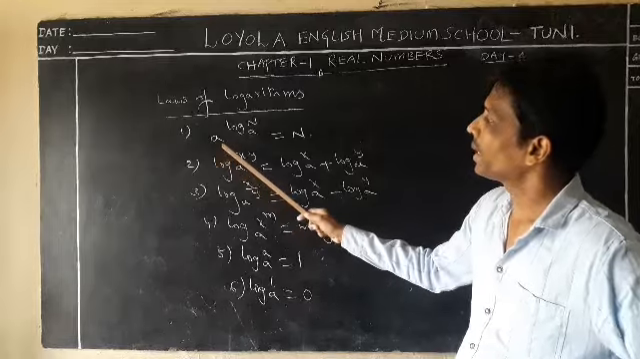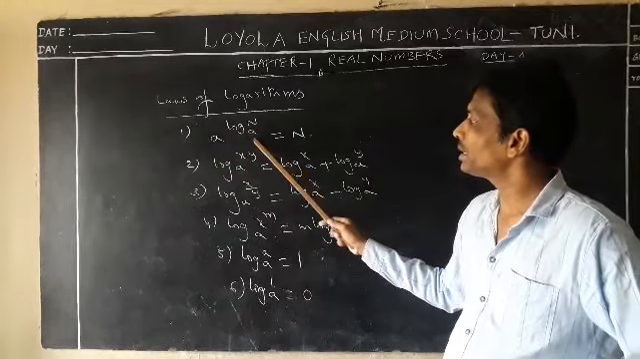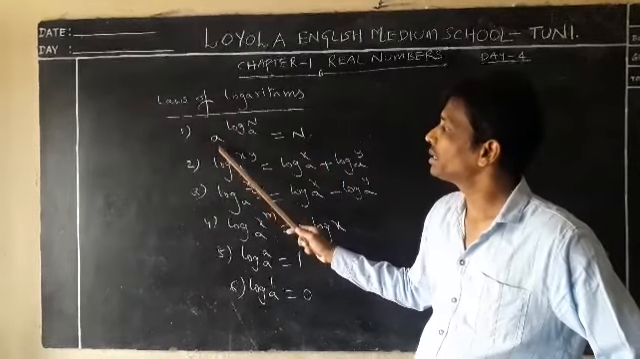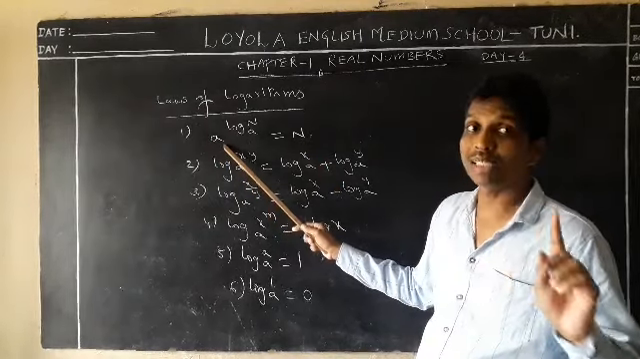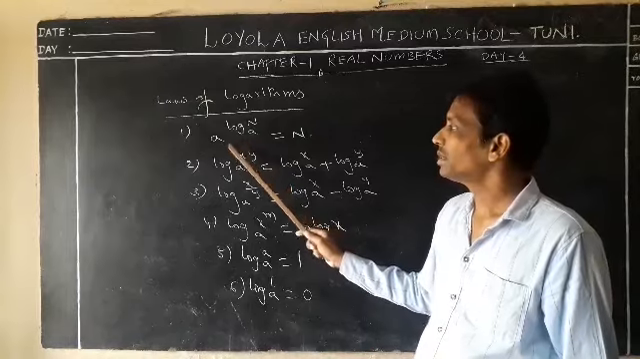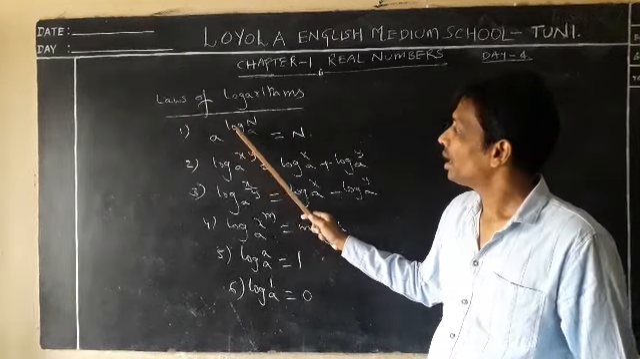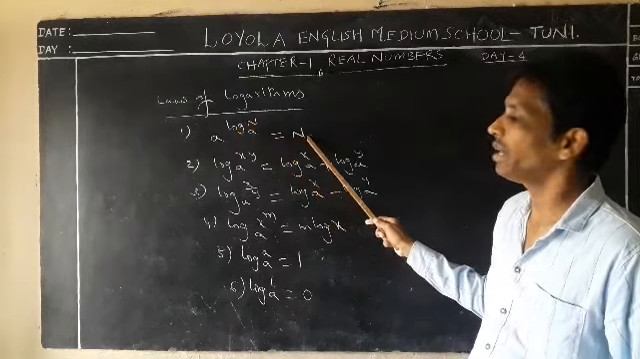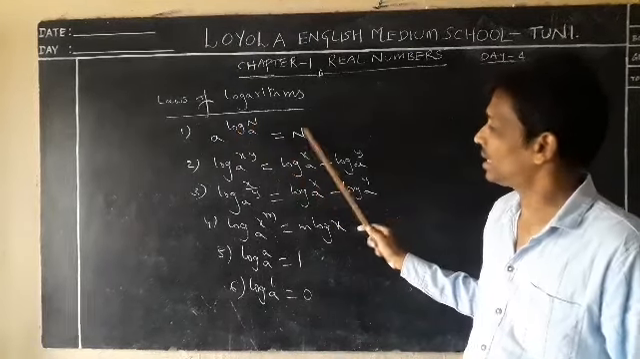First one is a power log n to the base a equal to n. First formula is a power log n, this is not base a, this is base a. You observe carefully. a power log n to the base a changes to n.